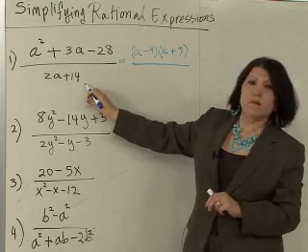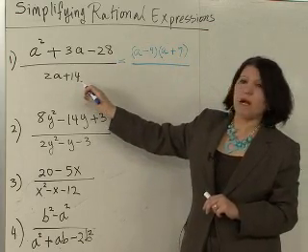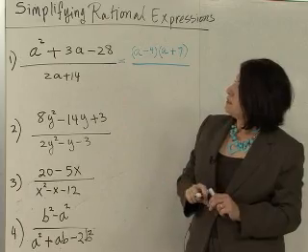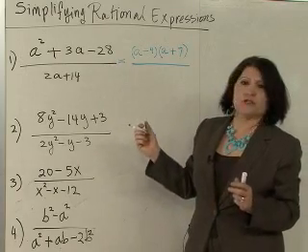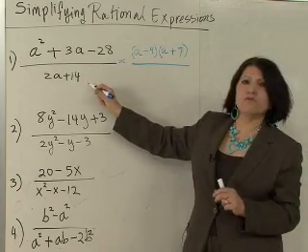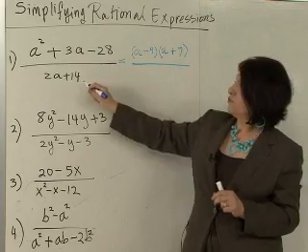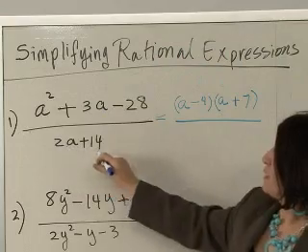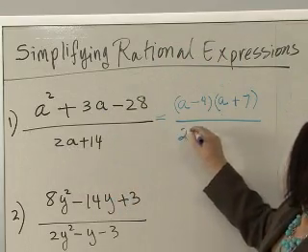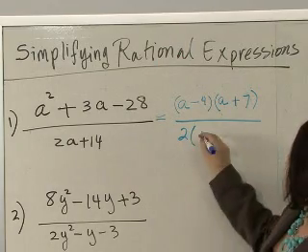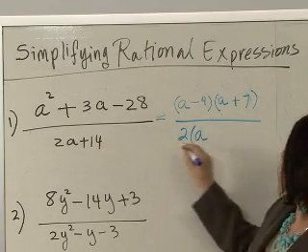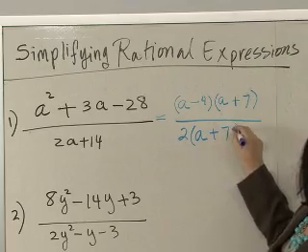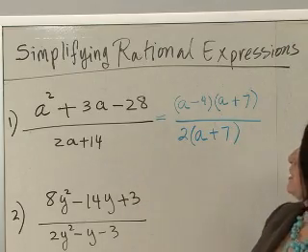Now, the denominator of this rational expression is a binomial. And to factor a binomial, to factor any polynomial, you need to think of pulling the greatest common factor out first. And this has a common factor of 2. So I pull the 2 out as a common factor. I need to multiply it by a to get the 2a and multiply it by plus 7 to get 14.